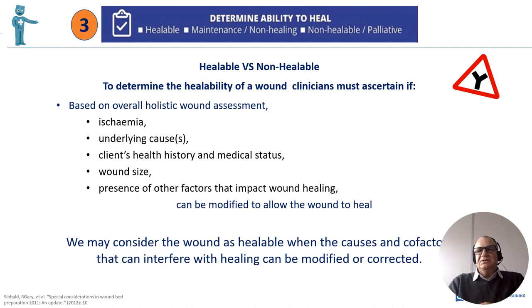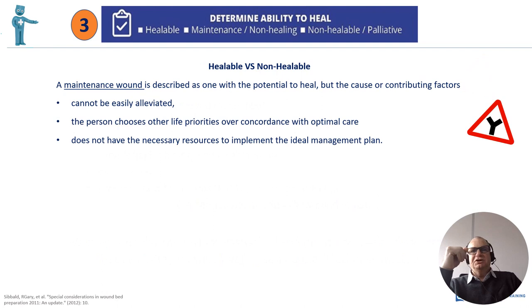What is the medical status of the patient? Also, the size of the wound. Is it too huge? And we will see in a few minutes also that it's not only healing or non-healing, but also we will talk about maintenance wounds. So all these factors we need to consider. How are they interfering with healing? Can they be modified enough to allow healing? And can they also ideally be corrected so we get away from those problems and start the wound healing trajectory?